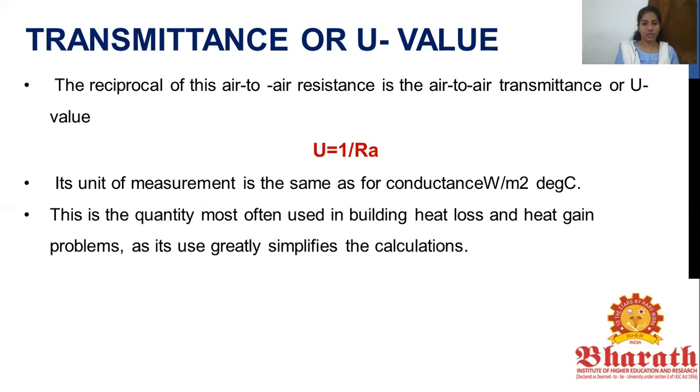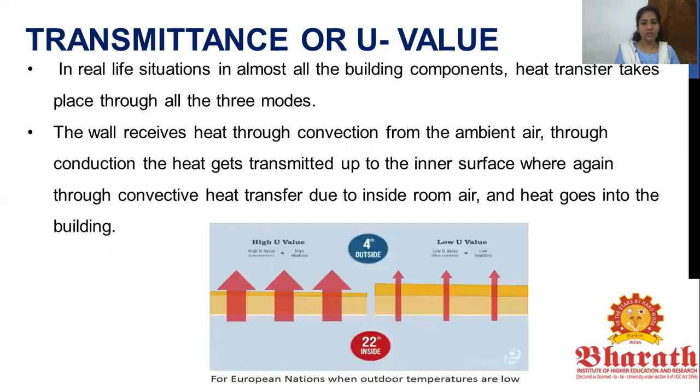So by deriving your resistance, you can understand your transmittance, the U value. Its unit of measurement is the same as for conductance. It is given by watt per meter square degree Celsius. This is a quantity most often used in building heat loss and heat gain problems, and its use greatly simplifies the calculations. So how do you actually get this idea?